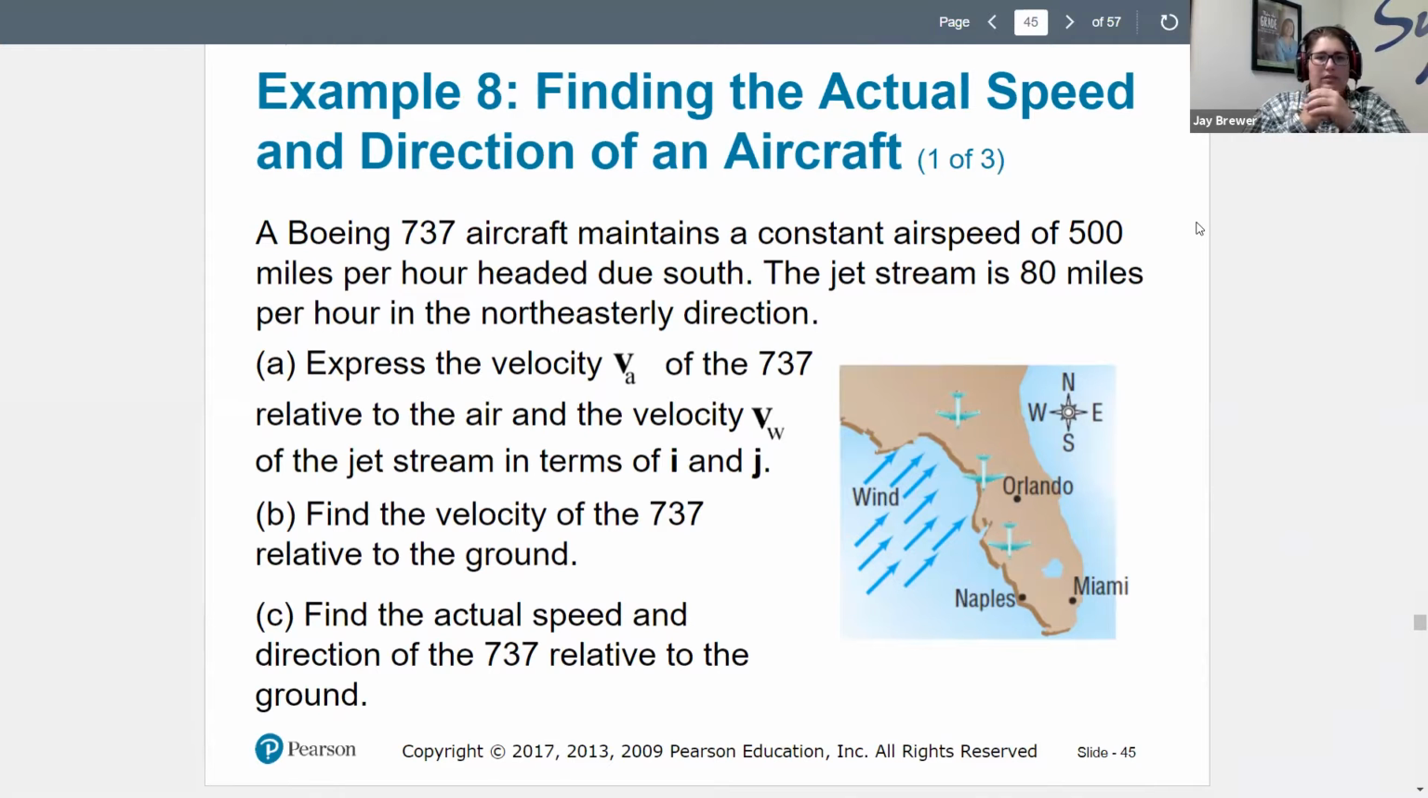Okay, so we're going to find the actual speed and direction of an aircraft. We're told that a Boeing 737 aircraft maintains a constant speed of 500 miles per hour headed due south. The jet stream is 80 miles per hour in the northeasterly direction. We want to express the velocity of the 737 relative to the air and the velocity of the jet stream in terms of I and J. We want to find the velocity of the 737 relative to the ground and find the actual speed and direction of the 737 relative to the ground.